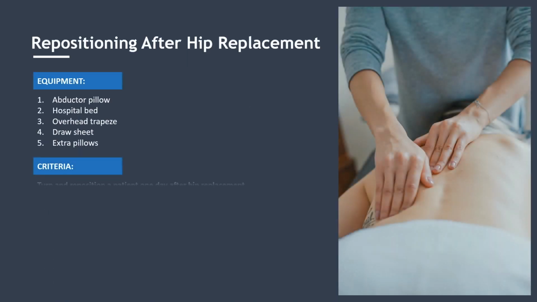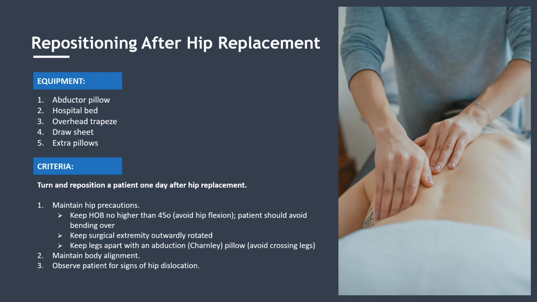Repositioning after hip replacement. Equipment: abductor pillow, hospital bed, overhead trapeze, draw sheets, extra pillows. Criteria: turn and reposition a patient 1 day after hip replacement. Maintain hip precautions. Keep head of bed no higher than 45 degrees to avoid hip flexion. Patient should avoid bending over.